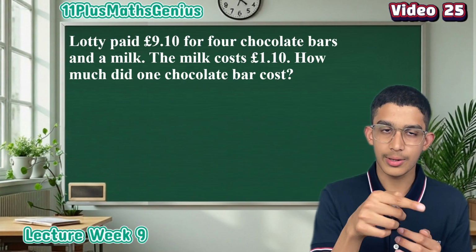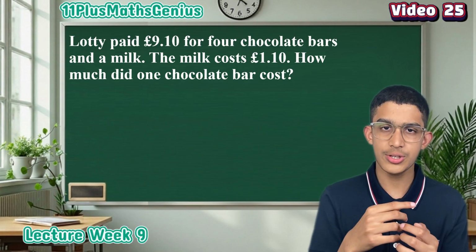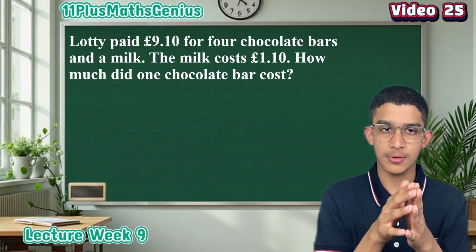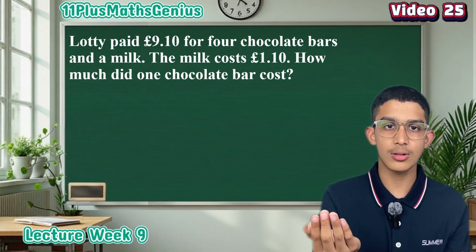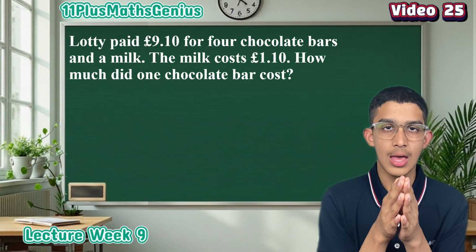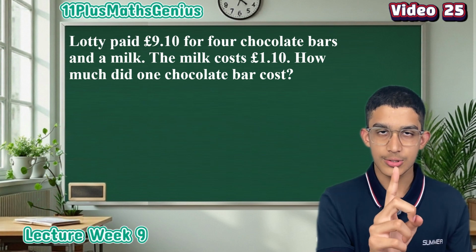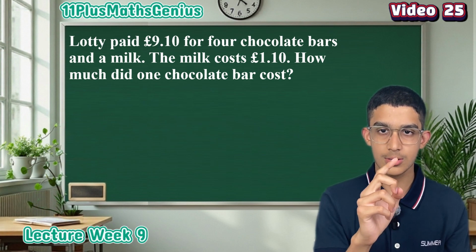Can you work out this question? Lottie paid £9.10 for 4 chocolate bars and a milk. The milk cost £1.10. How much does one chocolate bar cost?